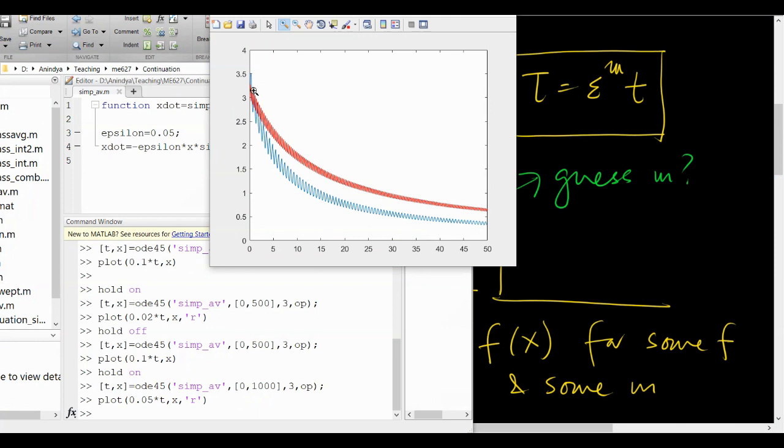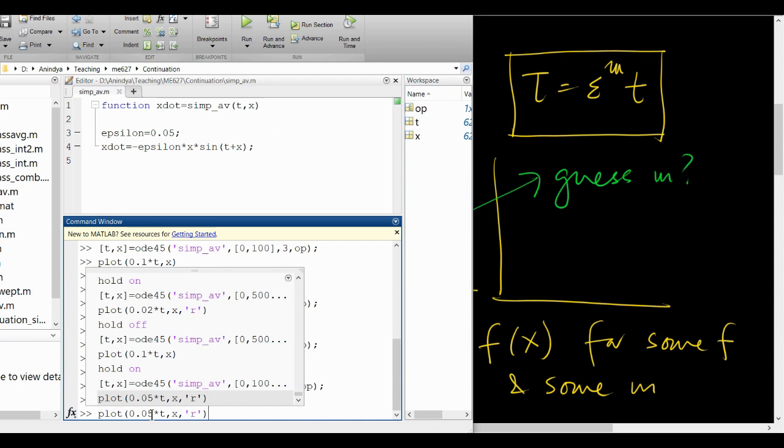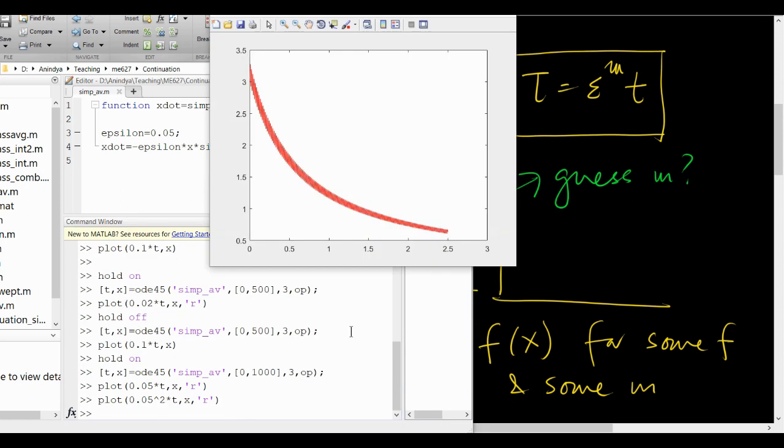You see, these two curves are clearly different. The red and the blue are not following the same curve. Therefore, my assumption that m equals 1 is wrong. Let me get rid of the red curve. Well, let me just get rid of the whole thing. Doesn't matter. Okay, let's go back. So let us start with this epsilon equals 0.05. I have the answer. Let me guess that m is 2. What does that mean? I come here and I go 0.05 square. And I have a graph there.